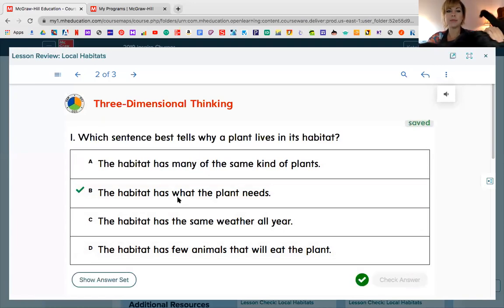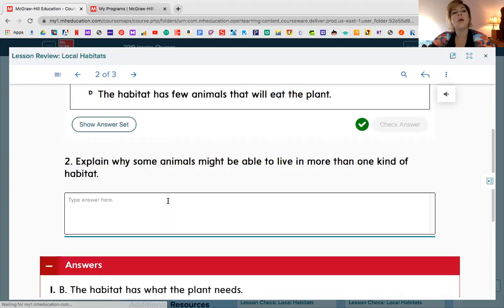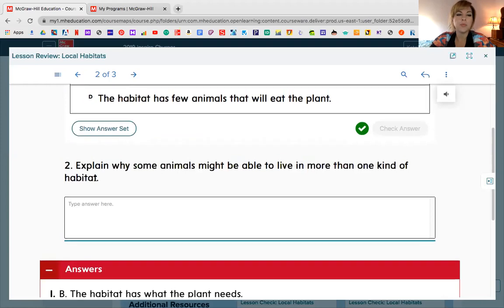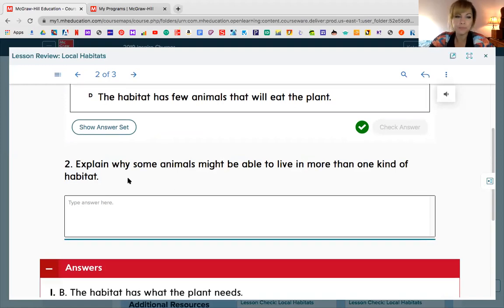So the correct answer is the habitat has what plants need. Plants will survive where it has the right amount of water that it needs, the right amount of food or soil, and the right type of shelter, okay? Number 2 says, explain why some animals might be able to live in more than one kind of habitat. Think about a bird. Remember, birds can live near the ocean, maybe in the pond, maybe inland, in the mountains. Why can an animal, such as a bird, be able to live in more than one kind of habitat?